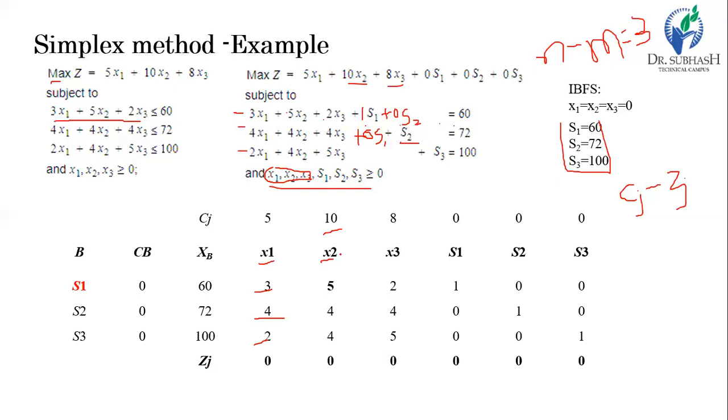By calculation, Z2 for x2 is 5 into 0, 4 into 0, and 4 into 0. It is again 0. As all the values are 0 here, the value of Zj is 0 for each and every variable, whether it is a basic or non-basic variable. So here we get the value of Zj. Now calculate Cj minus Zj. Simply, for x1 it is 5 minus 0, for x2 it is 10 minus 0, for x3 it is 8 minus 0, and for s1, s2, s3 it is 0 minus 0, so it is simply 0.